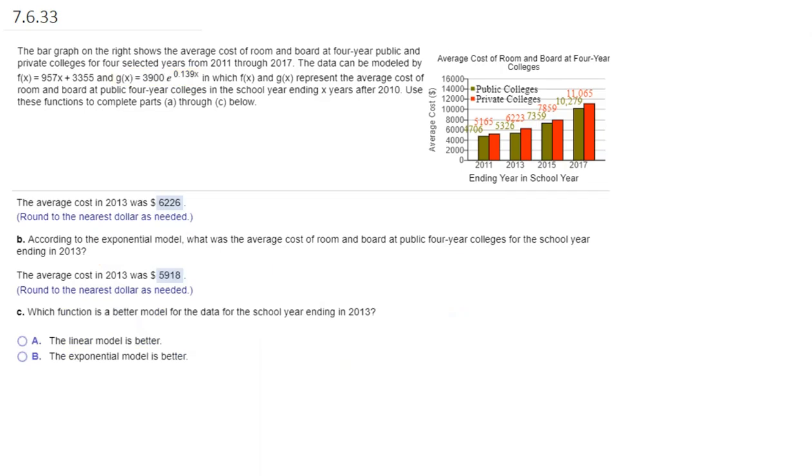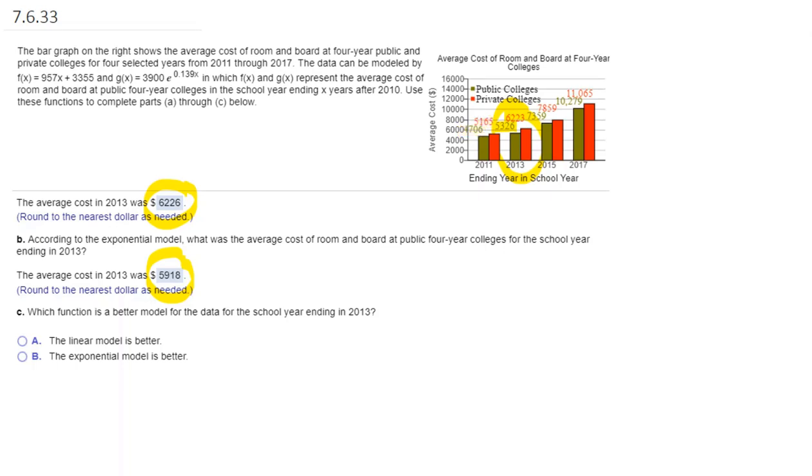Part C asks us to decide which one is better at modeling the data for 2013. To do that, what we're going to do is compare what we got for each one of these to what was provided in the actual raw data on the graph. This graph's a little hard to read because the numbers are offset, but the numbers that are for 2013 are these two. I'm just deducing that because if we start with 2011, these have to go with it, and it's the next one.